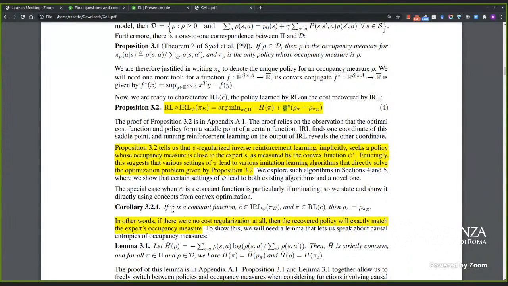They say if psi is a constant function, then you are able to exactly match the occupancy measures. In other words, if there were no cost regularization at all, then the recovered policy will exactly match the expert occupancy measure.